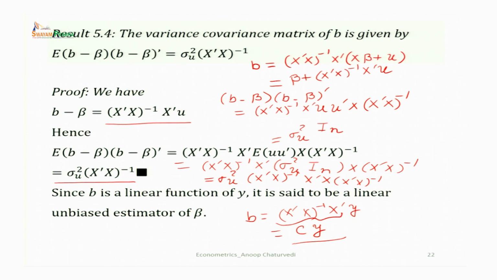So, in the next lecture we will show that in the class of all linear unbiased estimators, B is the best linear unbiased estimator in the sense that it has minimum variance.